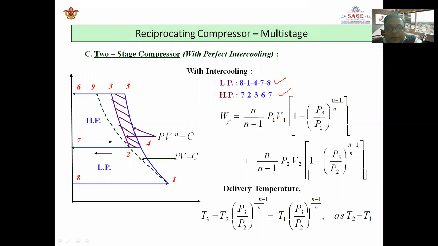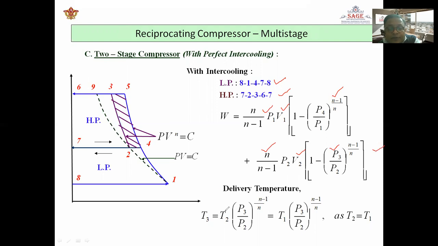The total formula for the work done is n upon n minus 1 P1 V1 in the bracket of 1 minus of P4 by P1 to the power of n minus 1 by n, plus n upon n minus 1 P2 V2 in the bracket of 1 minus of P3 by P2 to the power of n minus 1 by n. This is the formula for the work done.